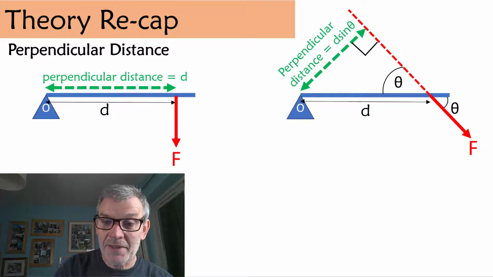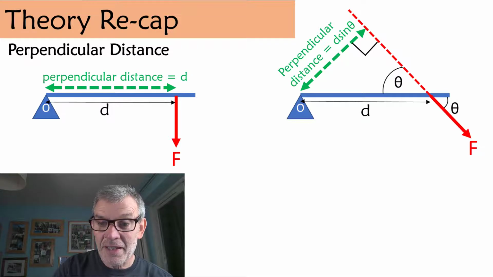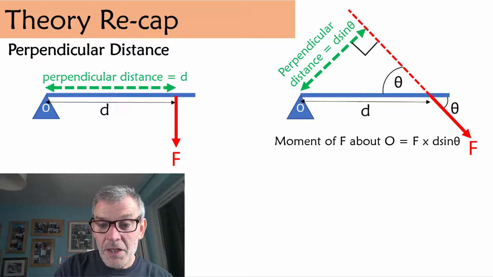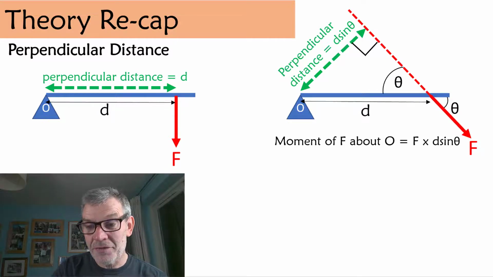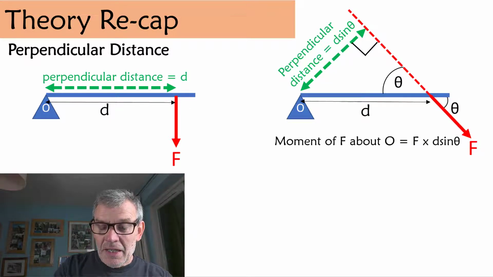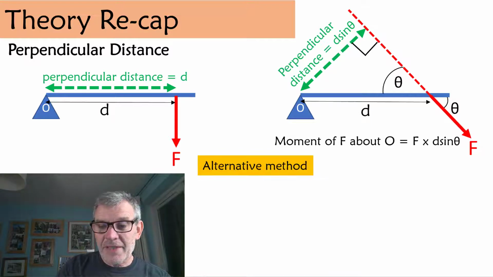The perpendicular distance is equal to d sine theta. So the moment of the force about point O is equal to F d sine theta. Now there's an alternative way of working this out.